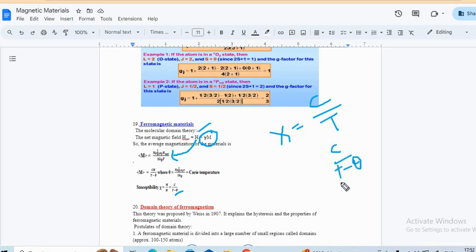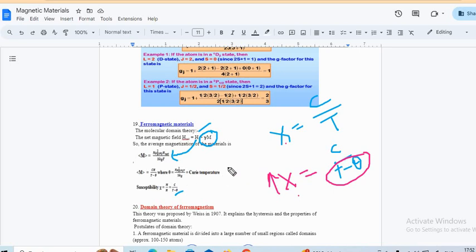Obviously this whole factor is lesser. So as this quantity is lesser, the susceptibility of the ferromagnetic material will be higher. At some temperature T, the susceptibility of a ferromagnetic material will be larger than that of the paramagnetic material. So this is the advantage.